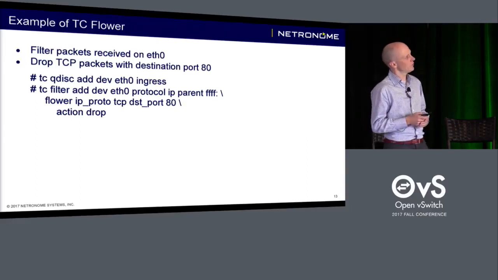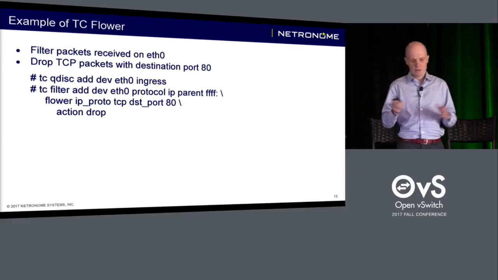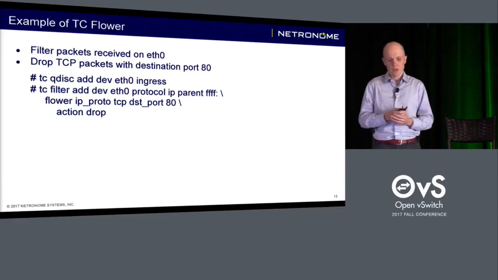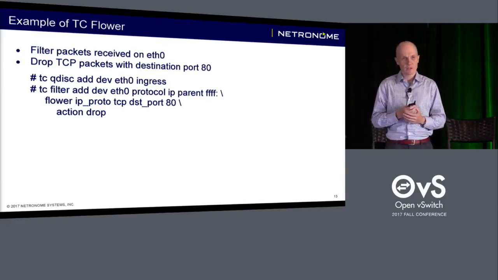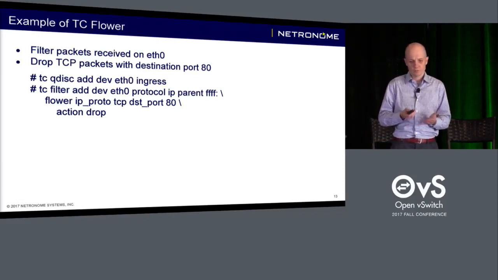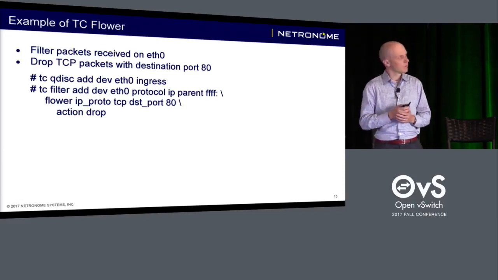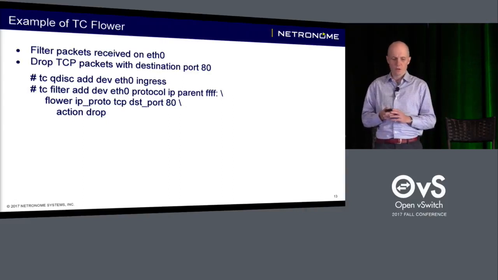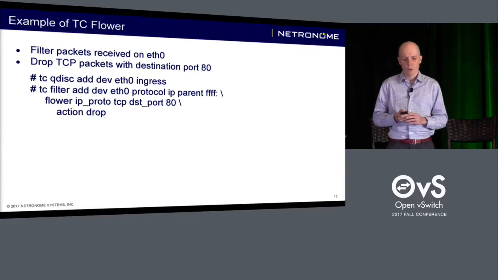So here's an example of writing a TC Flower rule. There's no OVS involved in here. We're just matching on TCP packets to port 80, and we're dropping them. If you squint and use your imagination, this looks similar to an OVS flow. It's just expressed in a different way.